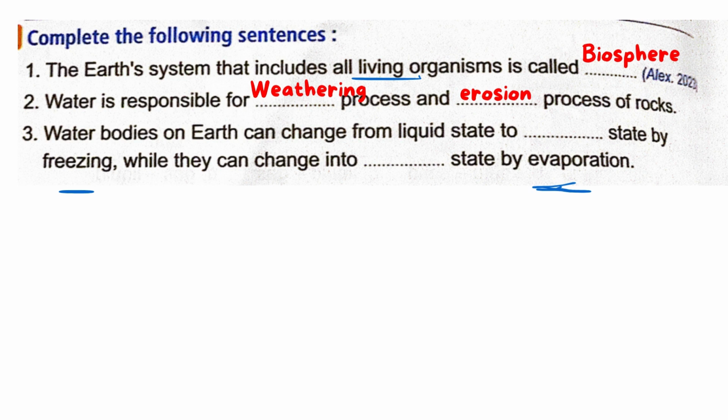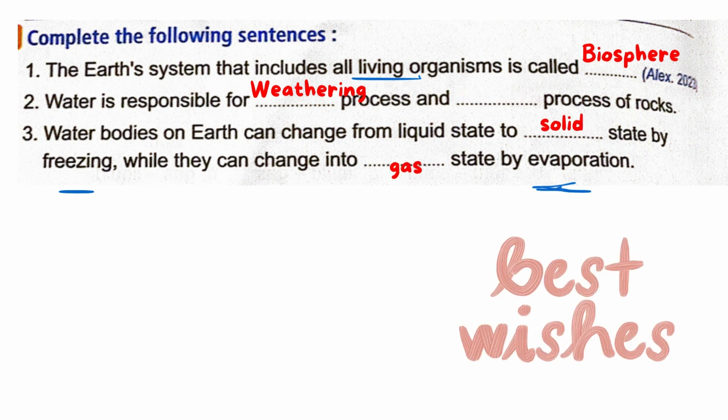Water bodies on Earth can change from liquid state to which state by freezing, while they can change into another state by evaporation. So by freezing, the liquid state changes into, yes, solid state, while they can change into gas state by evaporation. With this question we finished our revision. I hope it is helpful for you.